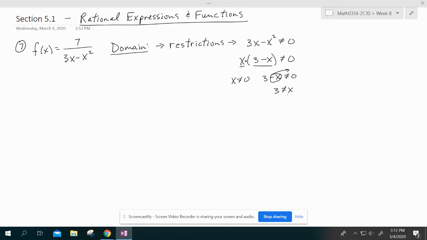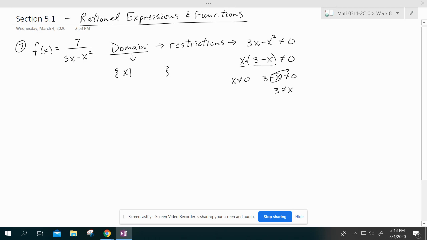So how many numbers can x not be? Are there any other restrictions? Are those the only restrictions? Yes, because the only thing that a fraction cannot have is a 0 in the bottom. So those are the only restrictions. Now we can write the domain. Would you like to use set notation or interval notation? And we'll go with set notation first.